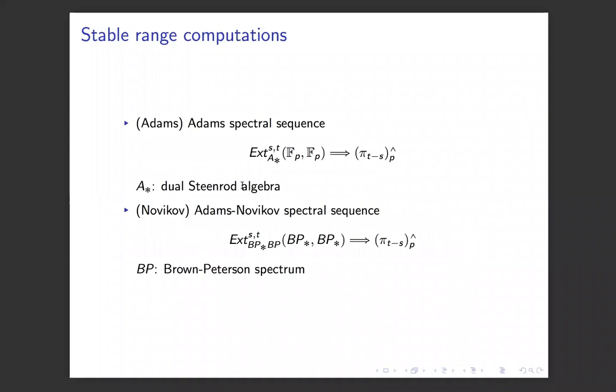So they both start from the Ext group over some Hopf algebra or Hopf algebroid, and it converges to the p-primary part of the stable stems. So they're based on different cohomology theories. The Adams spectral sequence is based on the classical one, and the Adams-Novikov spectral sequence is based on the complex cobordism MU, or if we localize at the prime p, the Brown-Peterson spectrum BP.